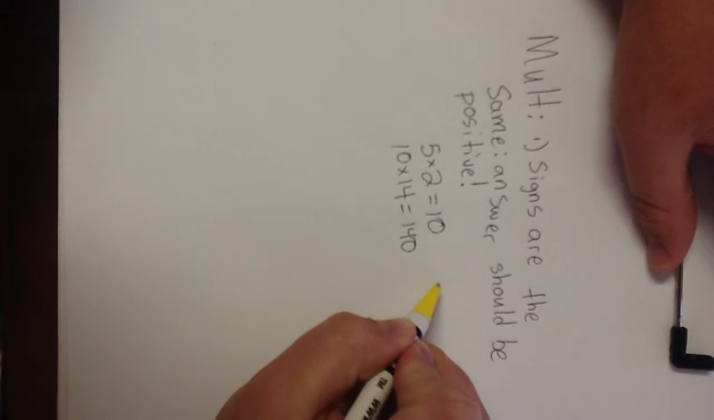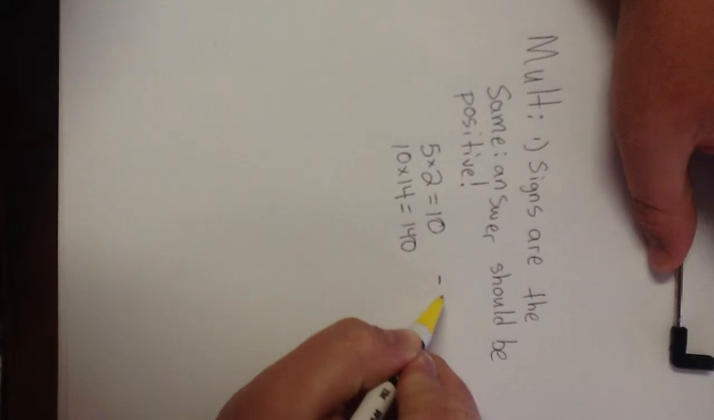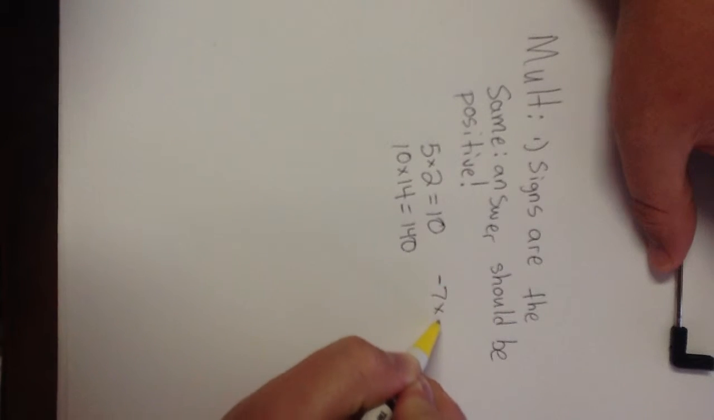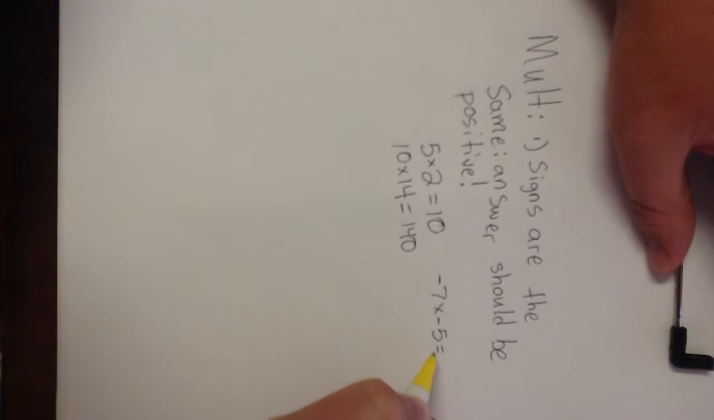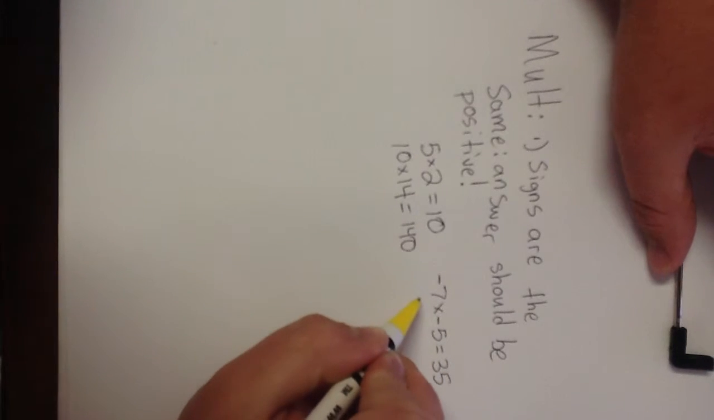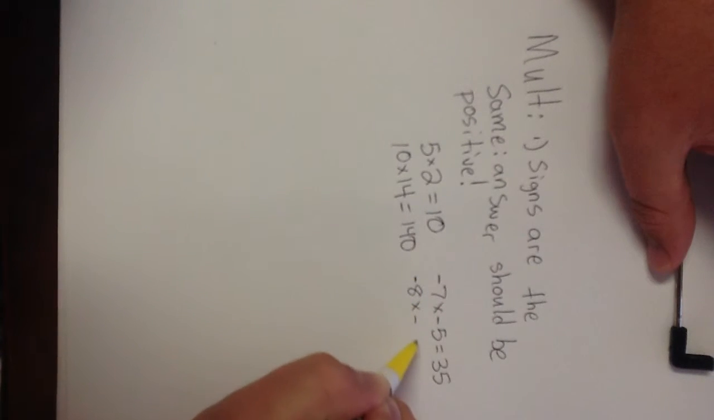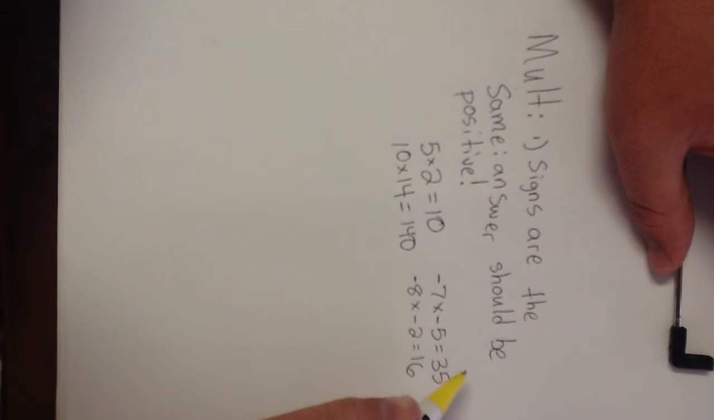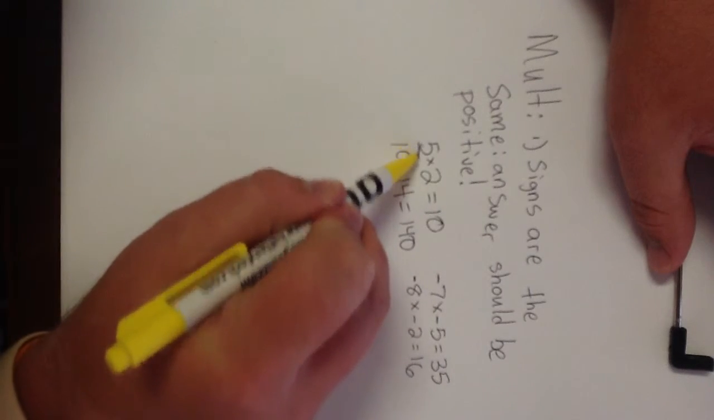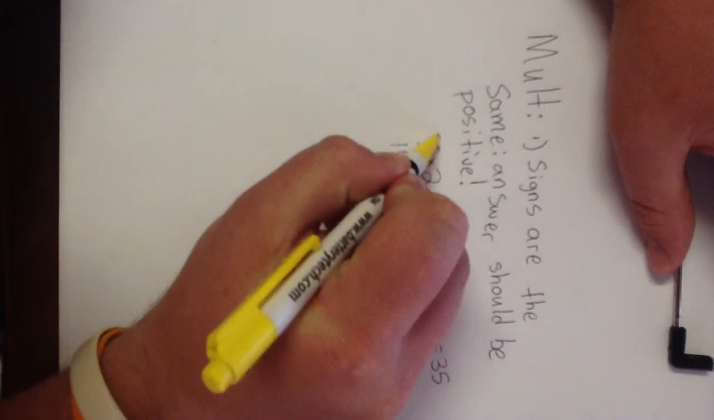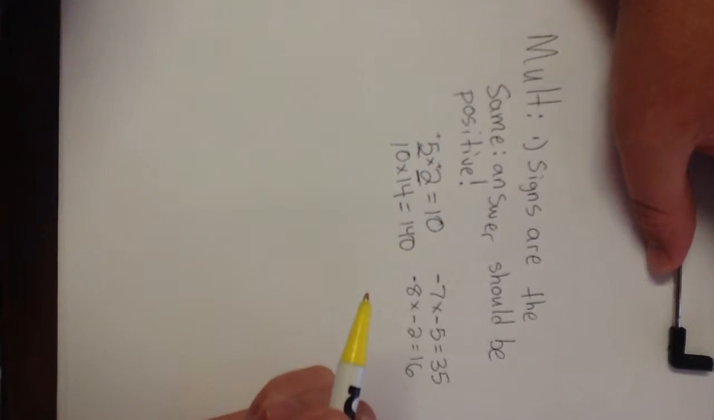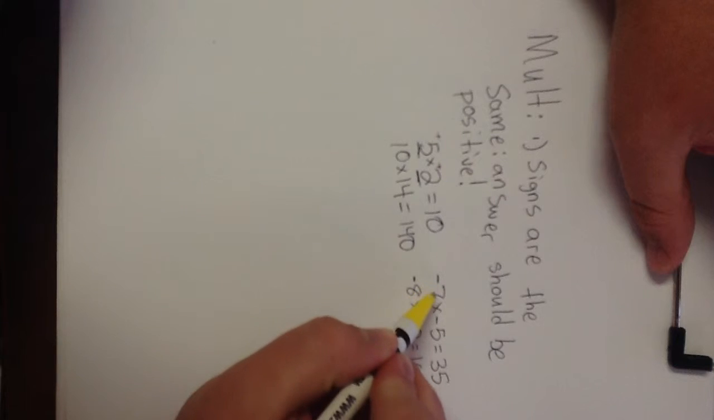Same deal when it's the same sign and it's negative. So you've got negative 7 times negative 5. So you're going to have a positive 35. So let's say you got negative 8 times negative 2 equals positive 16. Notice in both these examples, this sign is the same as this sign in terms of the positive sign. You don't see the positive symbol, it's just known. You only see it when it's negative.